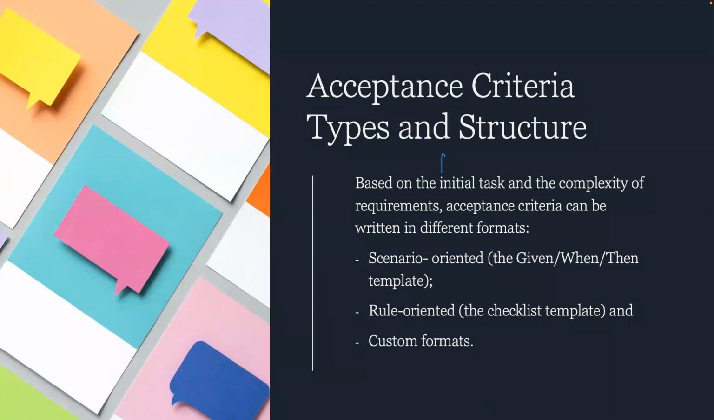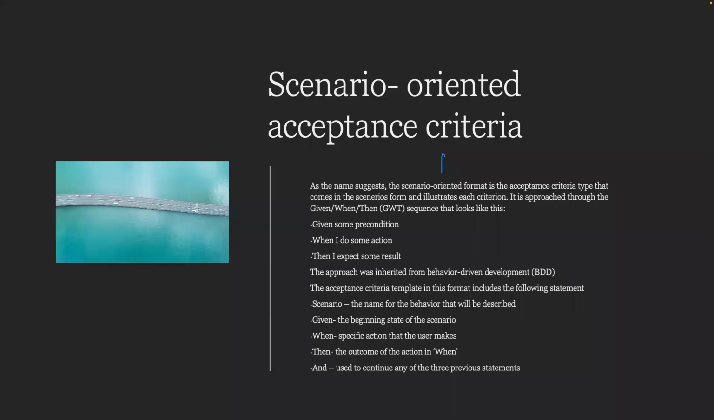So there are different types of acceptance criteria. Like I said, we have the scenario-oriented, the rule-oriented, and the custom format. But in the course of this journey, we'll just go with the scenario-oriented. You can choose to customize your own format and go with whatever you feel is good for you, your company or your team. But I'm always on the side of the scenario-oriented acceptance criteria.